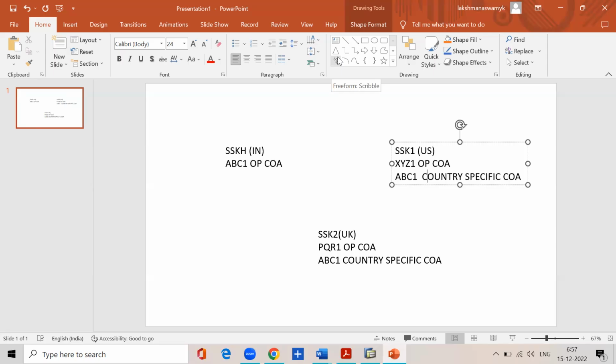So always the business transactions of SSK1 company code are posted by the accountant of this company code in the GL accounts of this operational chart of accounts. Then the GL accounts of country specific chart of accounts are automatically updated.